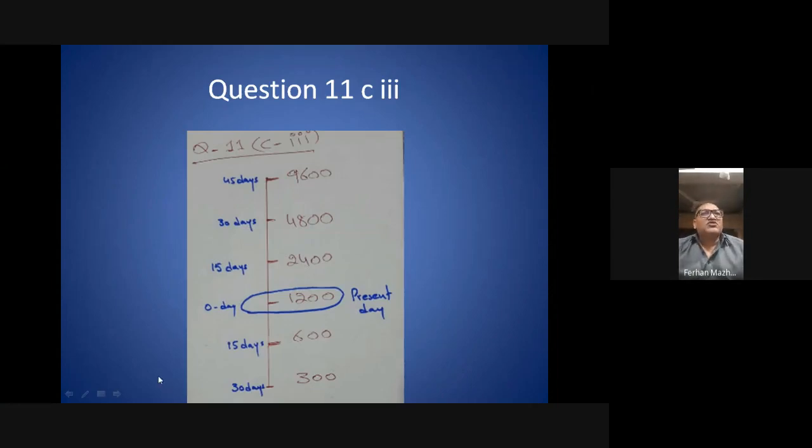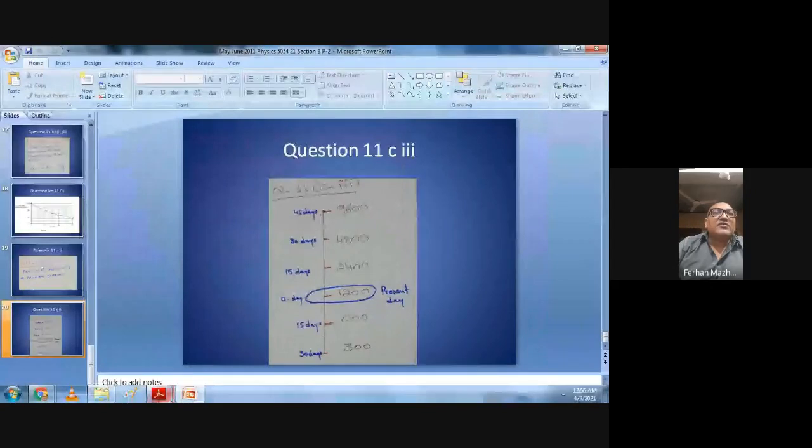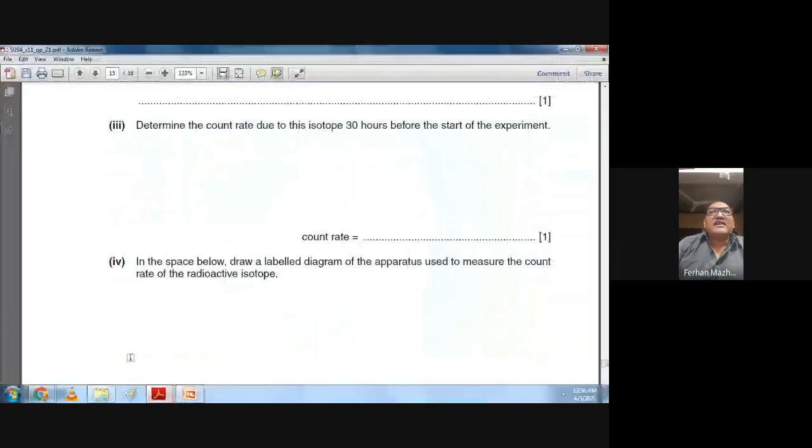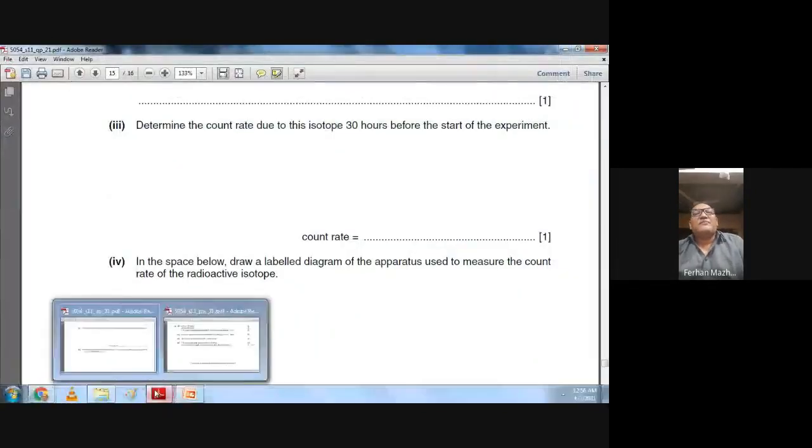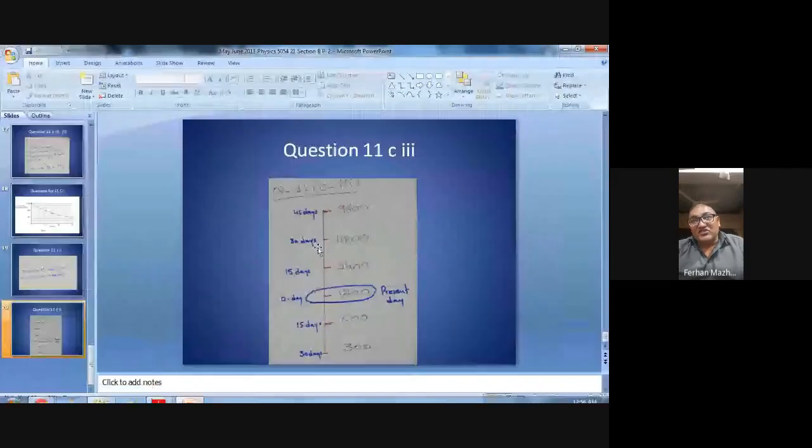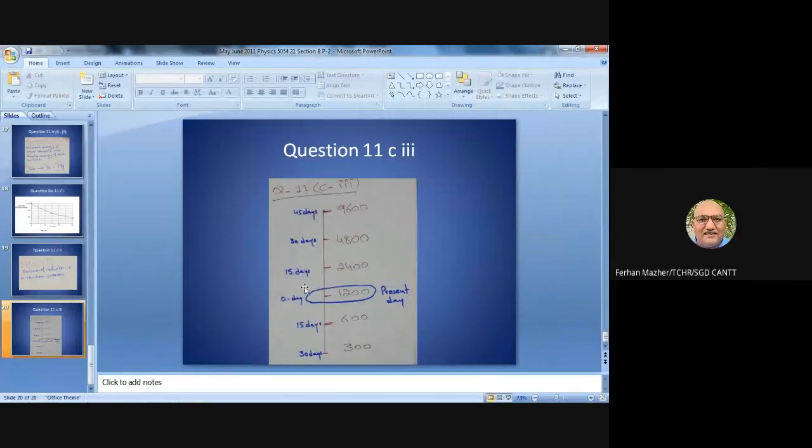So I think I used the word days, but in the question he's not using the word days. He's using the word hours. So by mistake I wrote days here. I misunderstood. You can write 15 hours, 30 hours, 45 hours. So 30 hours before this reading was taken, the count rate will be double, again double.